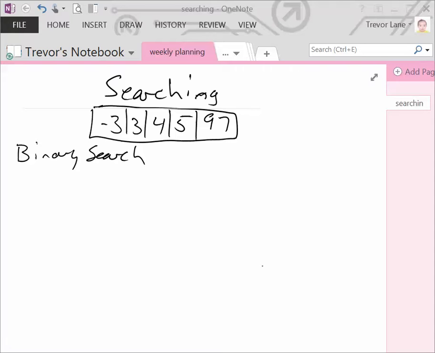So the final search algorithm that we're going to look at is something called a binary search. It's called a binary search because at some point during the algorithm you're going to be making a choice of one of two options, binary, on or off. The cool thing about a binary search is it's actually a recursive algorithm, and it recurses by dividing the list in half, very similar to the merge sort.